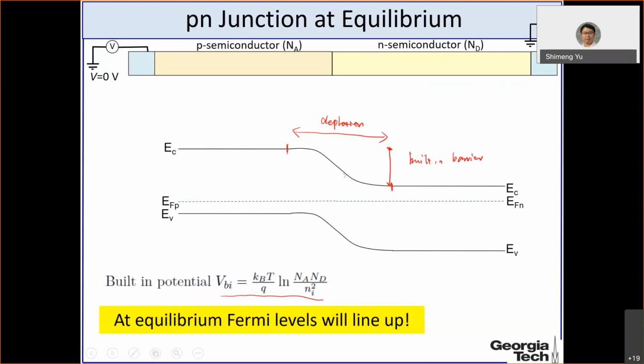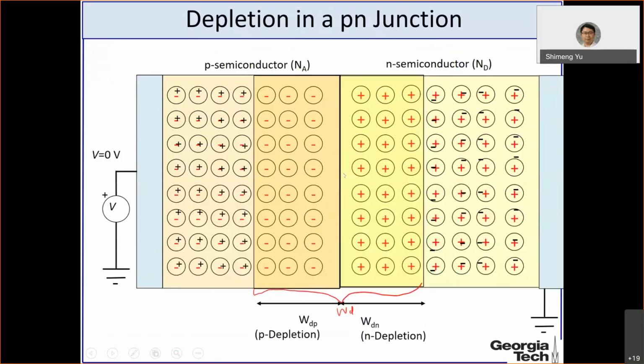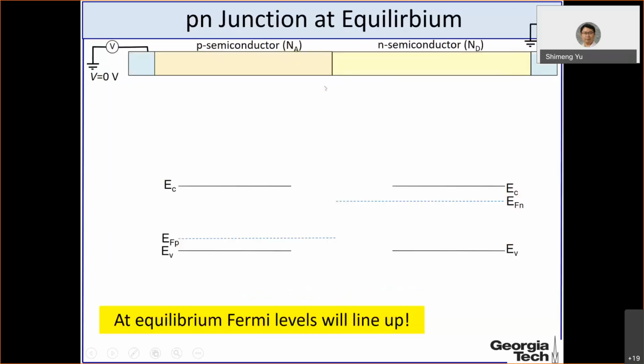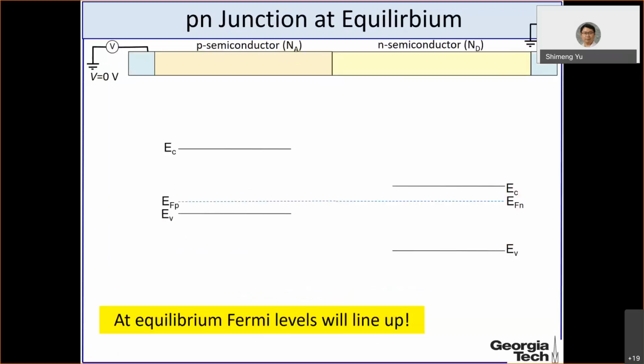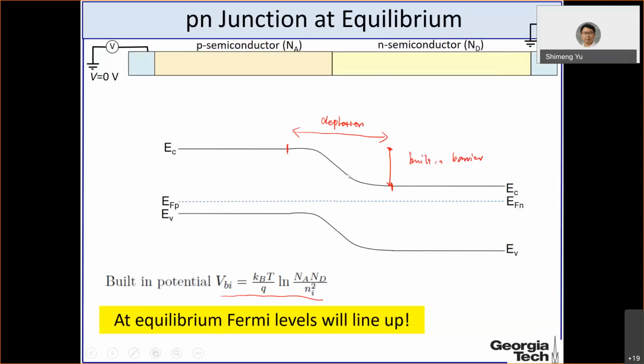Why is there a field? If you look at the bond model here, you have the fixed charge. From this positive charge to the negative charge, you have an electric field. So then in the band diagram, you have the slope, and this slope is negative. That means the electric field points to the left.